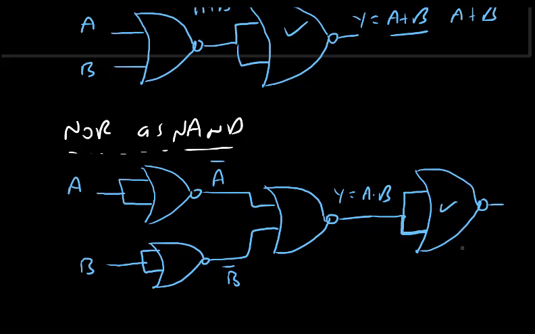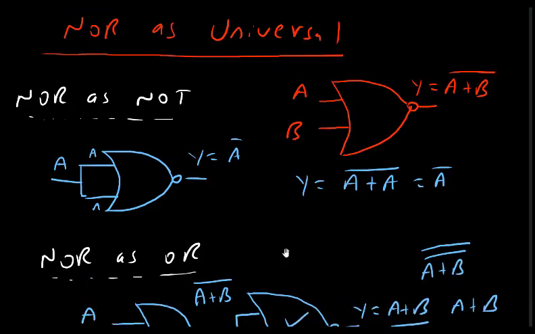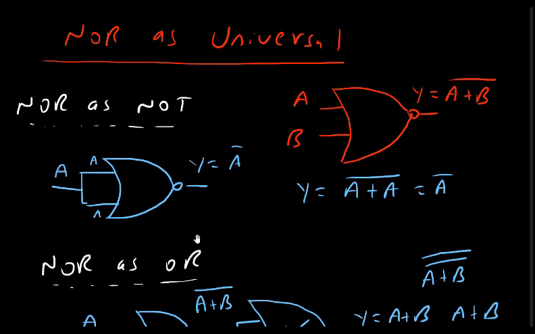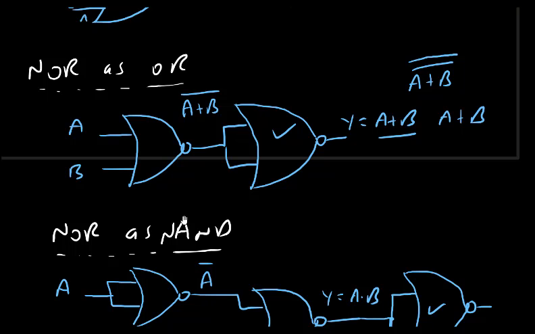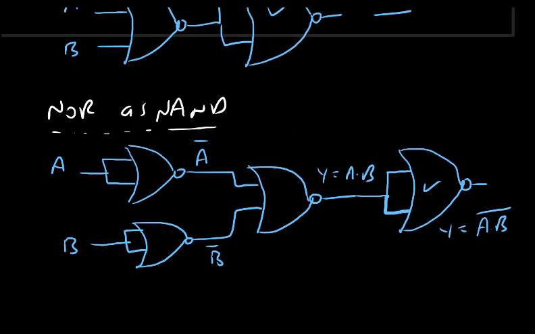So what we have, simple, Y is actually A and B the whole bar. So input is A B, output is A and B the whole bar. So this is working as a NAND gate. So that's how we show that NOR is NOT, NOR is OR, NOR is AND, and of course NOR is NAND here. So up to here it is acting as AND, and here then NAND.